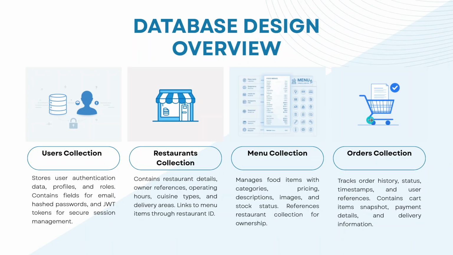This is how the database design overview looks. The database design of this project is structured using multiple collections in MongoDB. The users collection stores user details such as name, email, password, and roles. The restaurant collection contains information about restaurants, including their details and menu references. The menu or food item collection stores data like item name, price, description, and stock availability. The cart collection manages items selected by the user before placing an order.